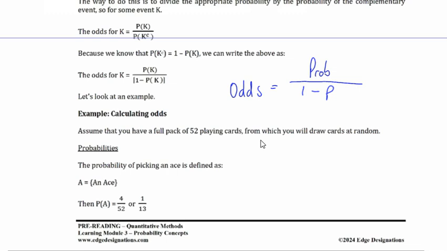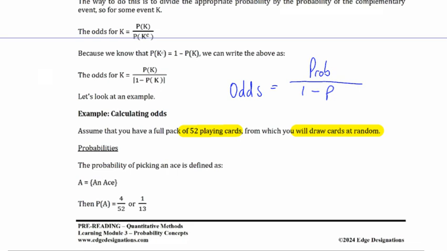Let's have a look at an example. As you can see over here, if I've got odds, I can work out probabilities. If I've got probabilities, I can work out odds. They're almost like what we would call complementary events, one of the other. It's always good to work with numbers. Assume I've got a full pack of 52 playing cards, and I'm going to be drawing cards from my pack at random. What's the probability of me picking an ace?